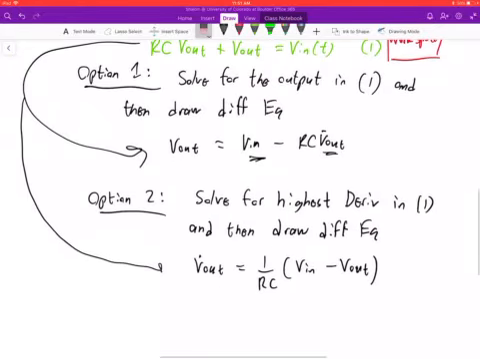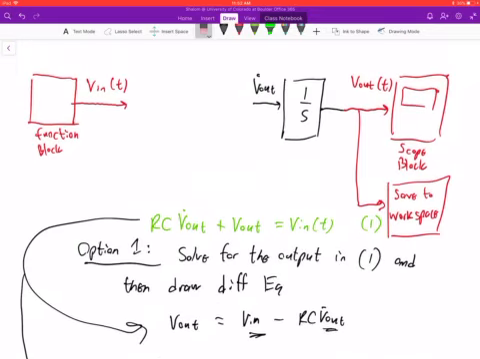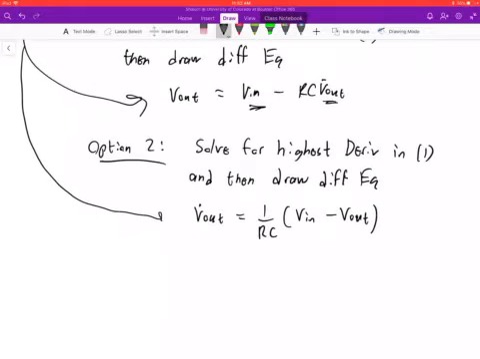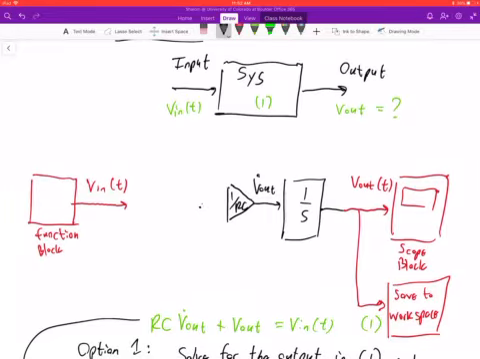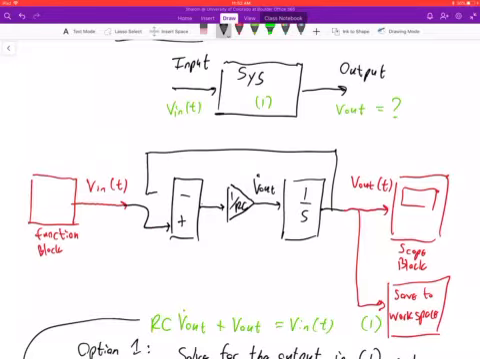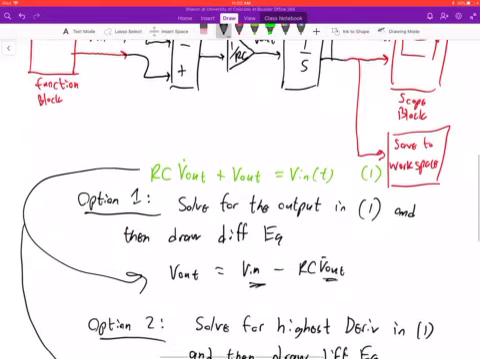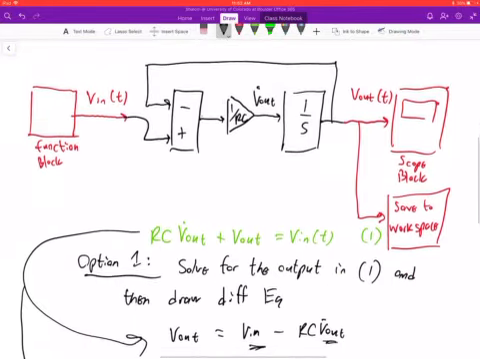Now I have to multiply by 1 over RC, so I need a gain. So V out dot is equal to the multiplication of 1 over RC times the difference V in minus V out. So let's get the difference block, again, the difference of V in minus V out. And I'm done. Okay? So that's what you're going to be doing.